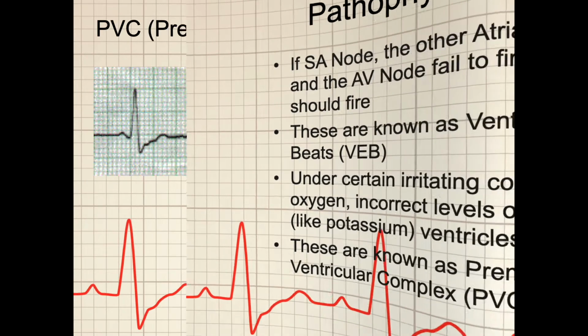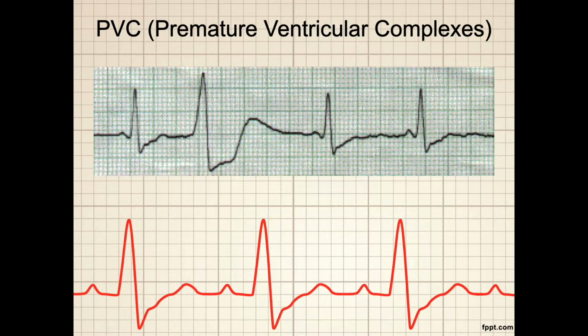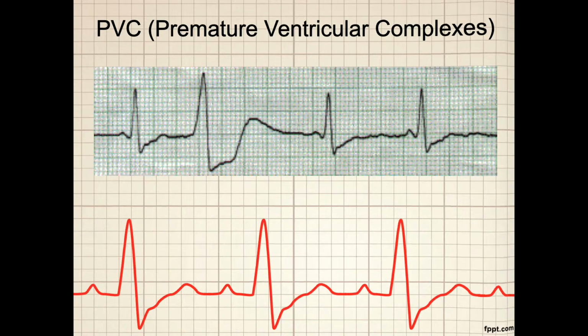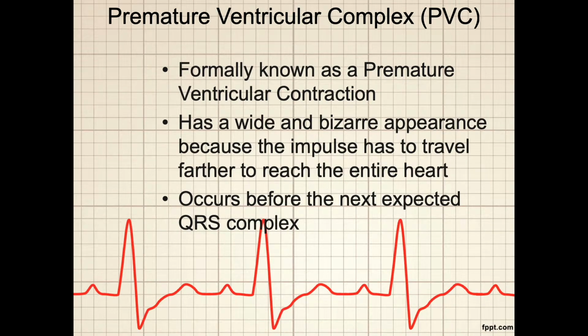In this example, we see a premature ventricular complex. Note the different looking QRS complex, which is sometimes referred to as wide and bizarre looking. Also note the lack of a P wave. And lastly, note how the QRS complex, particularly the R wave, occurs before the next expected, normally conducted QRS complex should have occurred. You may hear PVCs referred to as premature ventricular contractions.